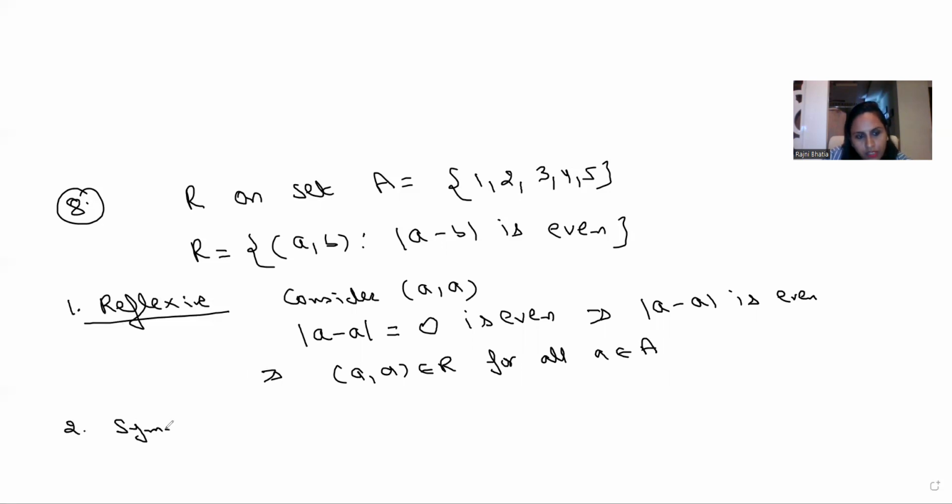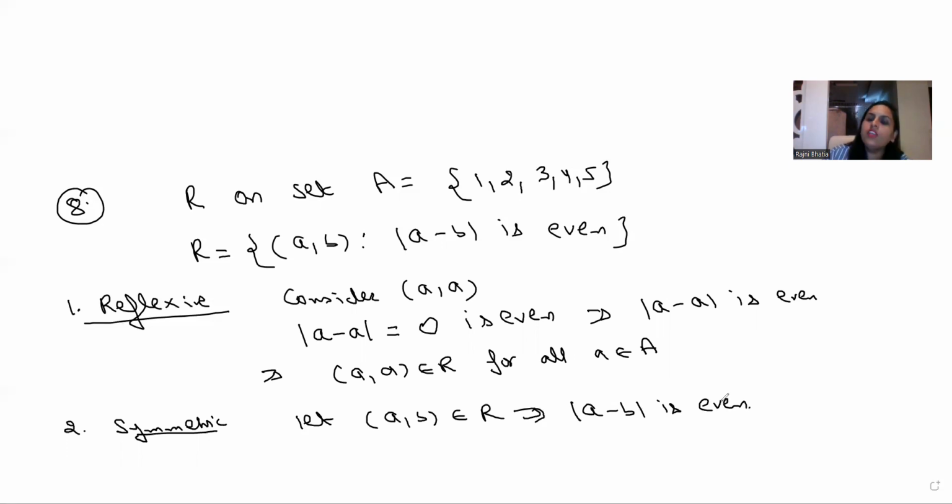Next, we'll move to the symmetric part. For symmetric, we will write let (a, b) belongs to R. In symmetric we assume that let (a, b) belongs to R, and we prove that (b, a) also belongs to R. So for the symmetric part, we will write let (a, b) belongs to R. And this simply means modulus of a minus b is even.